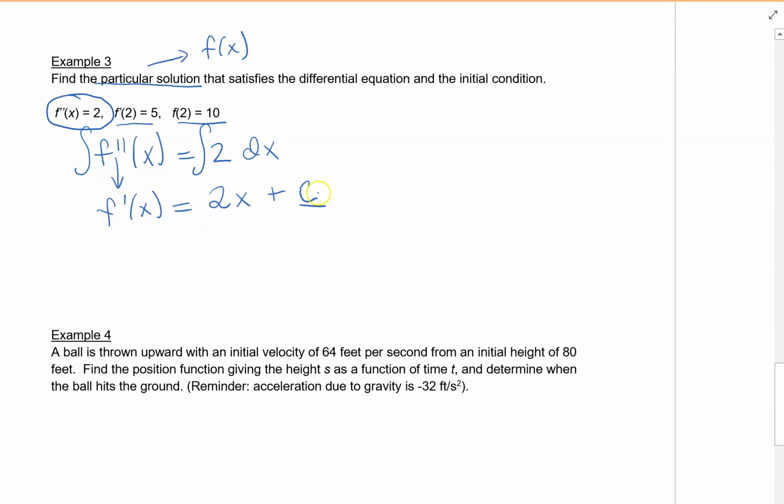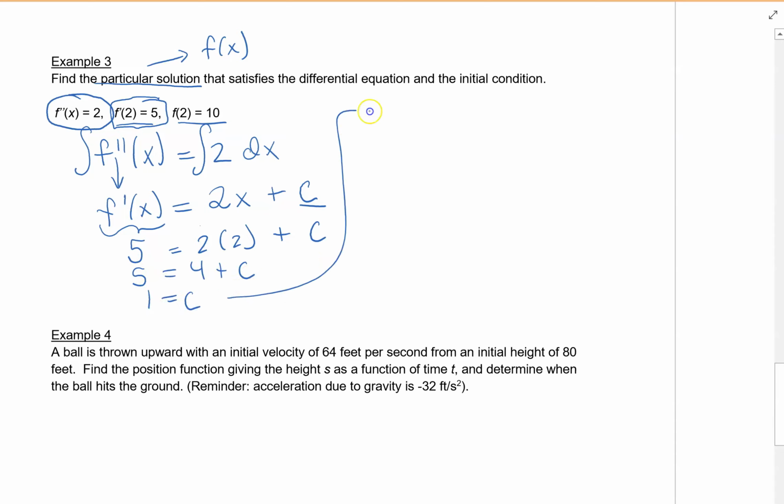So I have a general solution here for my first derivative, but given this value here on the first derivative, (2, 5), I can plug in 5 for f prime, and then I can plug in 2 for x, and I'm able to solve for that constant in my first derivative. So I have 5 equals 4 plus c. That gives me c equals 1. So what I now know is that my first derivative is equal to 2x plus 1. So it kind of helps me go to that step we're used to starting at.